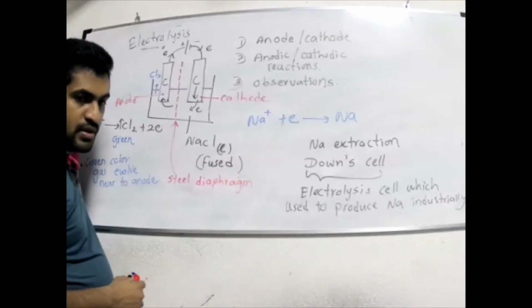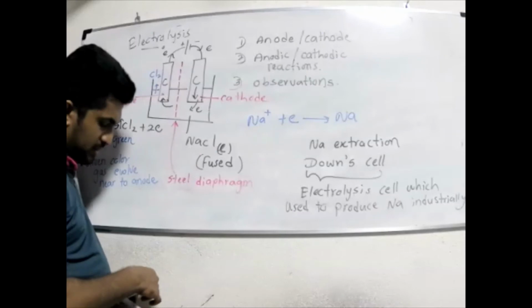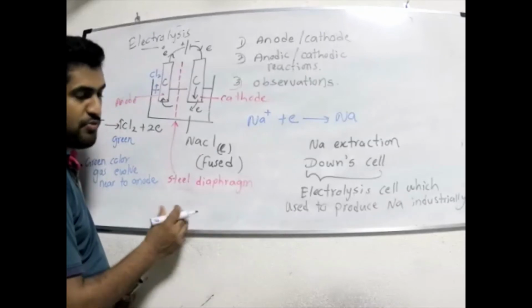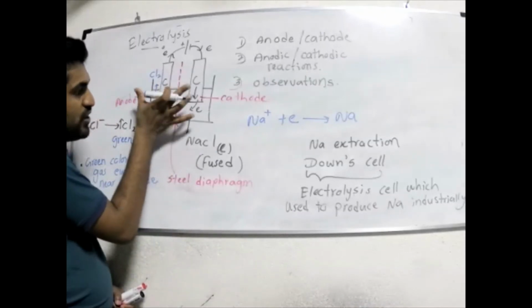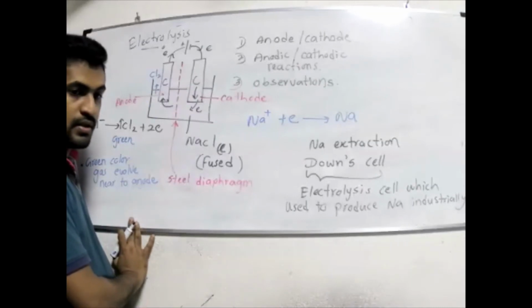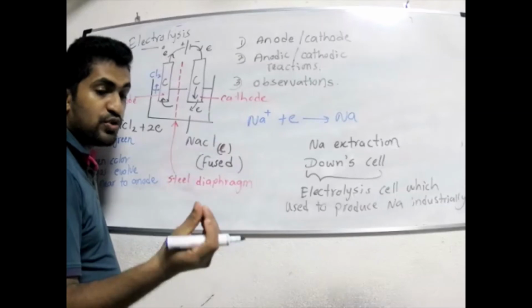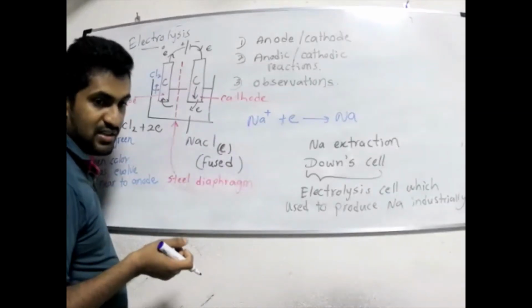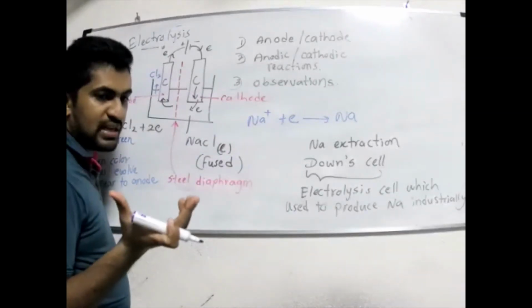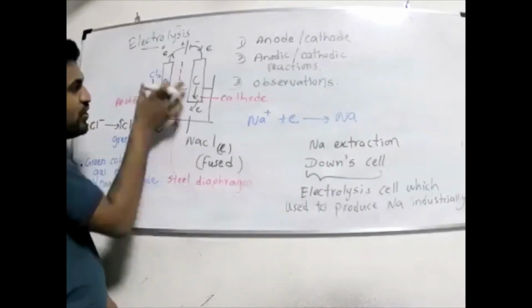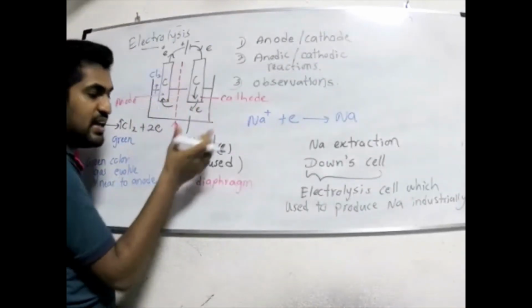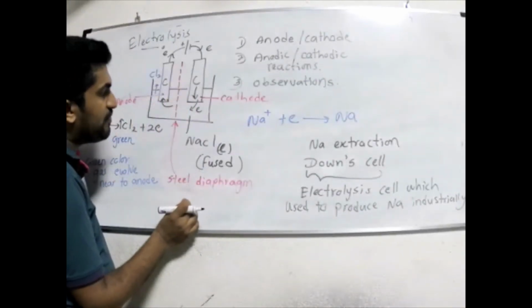The function of steel diaphragm is what? This produced sodium and chlorine can be reacted together and form sodium chloride again, because you know sodium is a highly reactive metal. This produced sodium and chlorine can be reacted again. So this steel diaphragm is what?